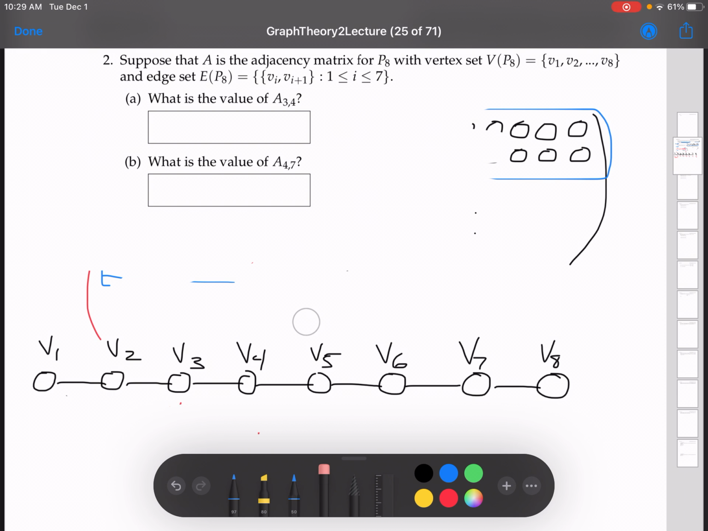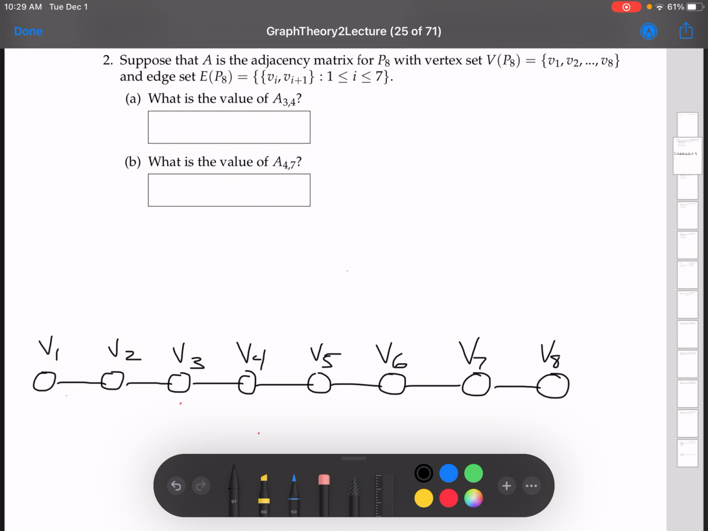All right, so we're looking for what is A34. So A34 is a 1 if there's an edge between V3 and V4. And look, there is. There's an edge there. So this is a 1. What about 4, 7? Is there an edge from 4 to 7? No. There's a path, right? There's a way to get from V4 to V7, but there's not a single edge. A single edge from V4 to V7 would be something like that. And there just isn't one of those. So this is a 0.